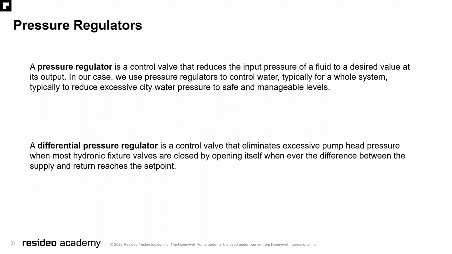A differential pressure regulator is a control valve that eliminates excessive pump head pressure when most hydronic fixture valves are closed by opening itself whenever the difference between the supply and the return reaches the set point.